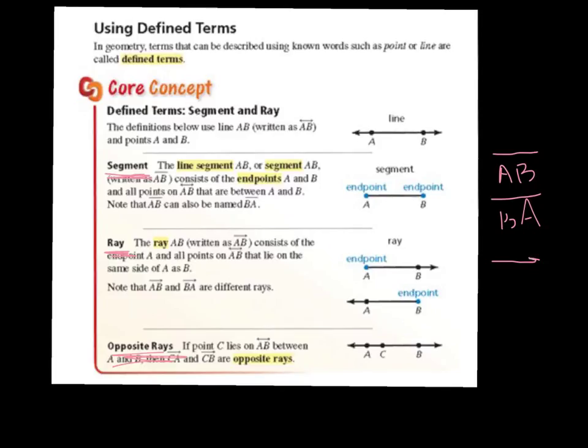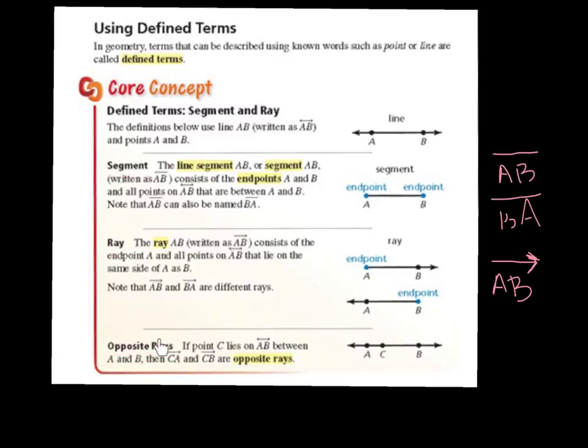So whatever you're drawing, make sure you put the little arrowhead on it and say A, B. Okay? That is a ray. Now the next thing down here is opposite rays. Let me erase this first, get rid of all those.